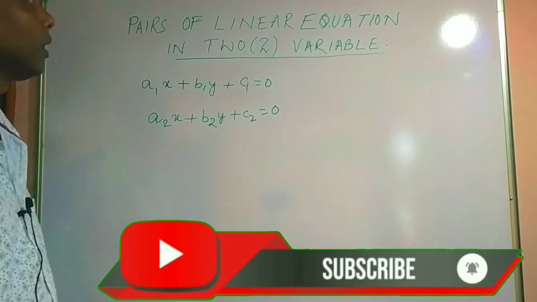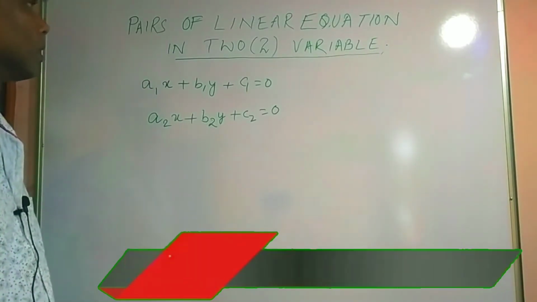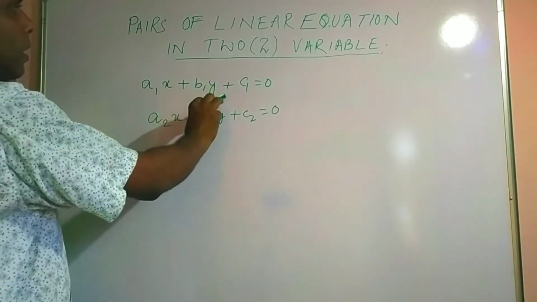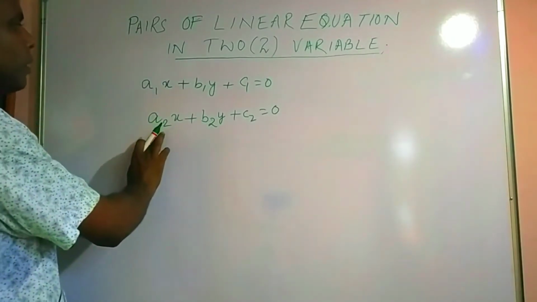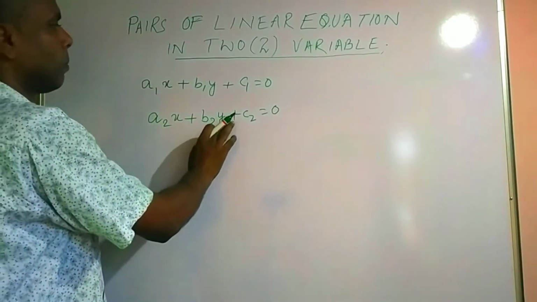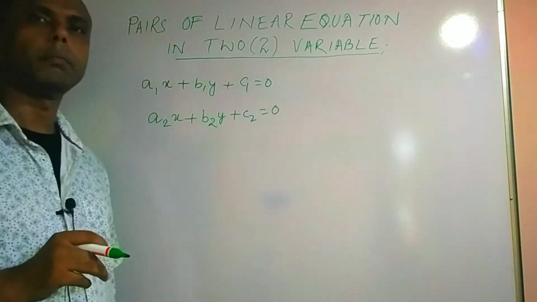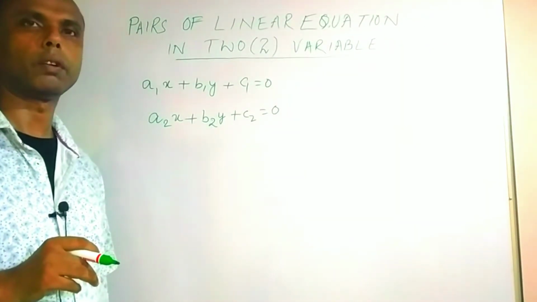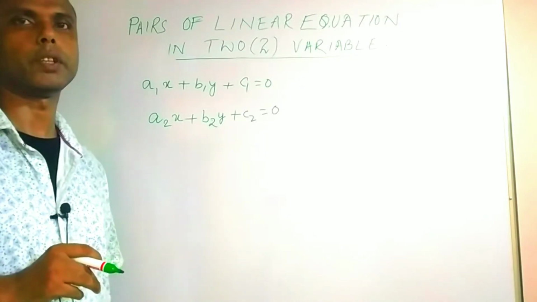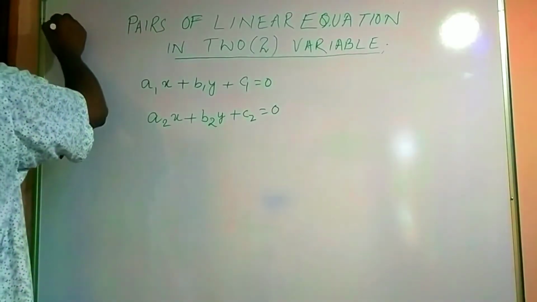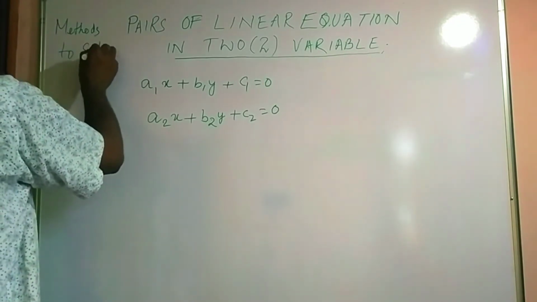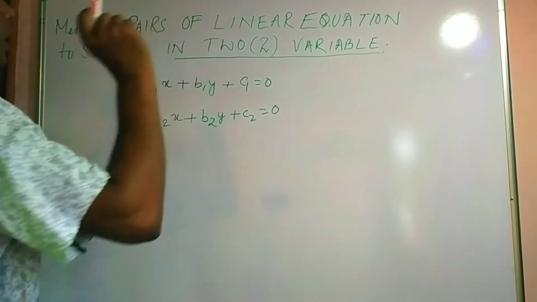When we talk about linear equation, the general form is a1x plus b1y plus c1 equal to 0. So another one, a2x plus b2y plus c2 equal to 0. Main aim is to solve the equation. There are different methods in solving this equation. So, methods to solve pair of linear equation.